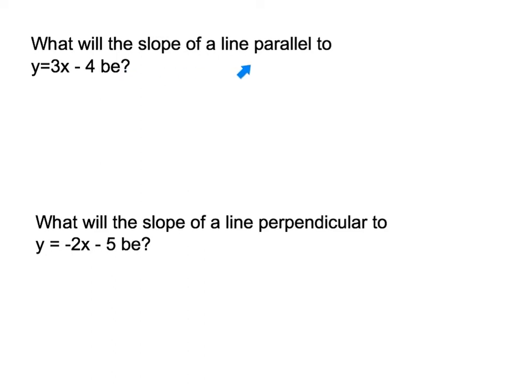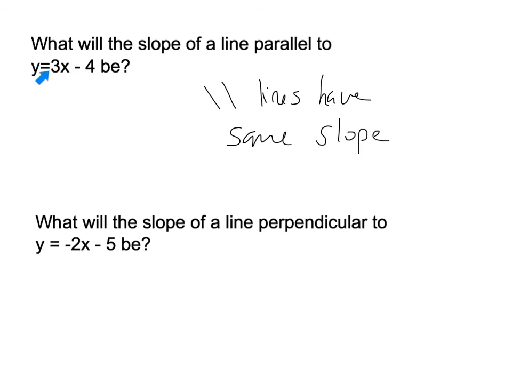All right, so what will the slope of a line parallel to y equals 3x minus 4 be? So what will the slope be of a line that's parallel? Well, we know that parallel lines have what kind of slope? The same slope. Okay, so what will a different line that's parallel to this be? What will its slope be? Slope's going to be 3 because that is 3.